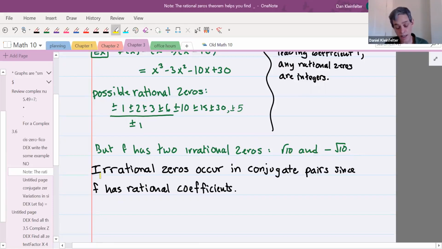One thing worth noting, an interesting fact, is that irrational zeros, like that plus and minus square root of 10, occur in what's called conjugate pairs. Notice that it's the same square root of 10 and minus square root of 10 with opposite signs. Those are what's called conjugate pairs. And that's going to happen whenever your equation has rational number coefficients.